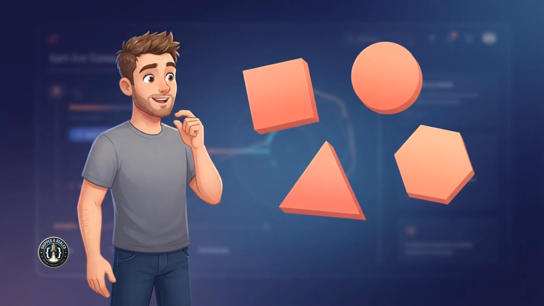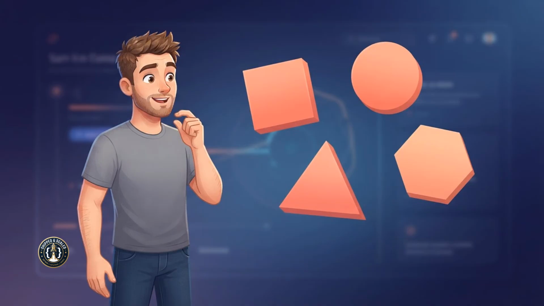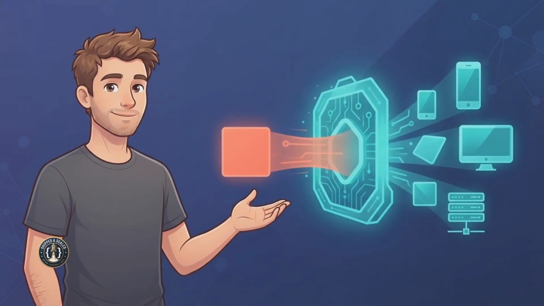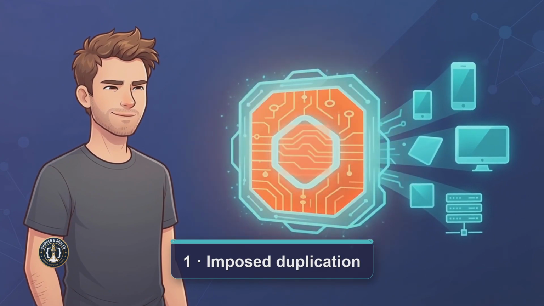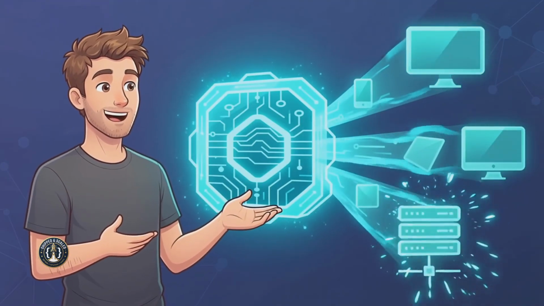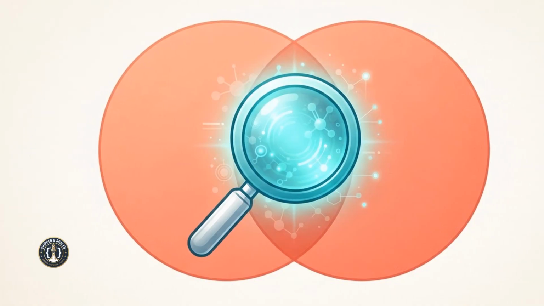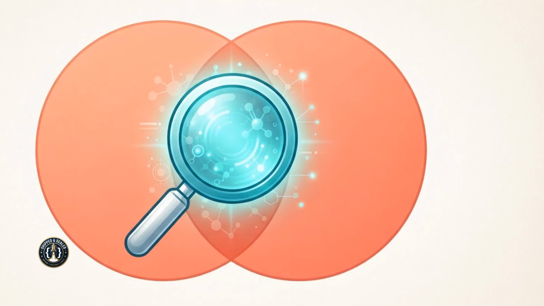Now, duplication doesn't always come from laziness. It arrives in four distinct forms, each needing a different response. First, imposed duplication. Standards, protocols, or multiple platforms force you to represent the same thing in different shapes. Fight it with code generation and abstraction layers. Second, inadvertent duplication. You simply didn't realize two pieces of code overlap. The cure is better discovery, searchable codebases, documentation, and awareness tools.